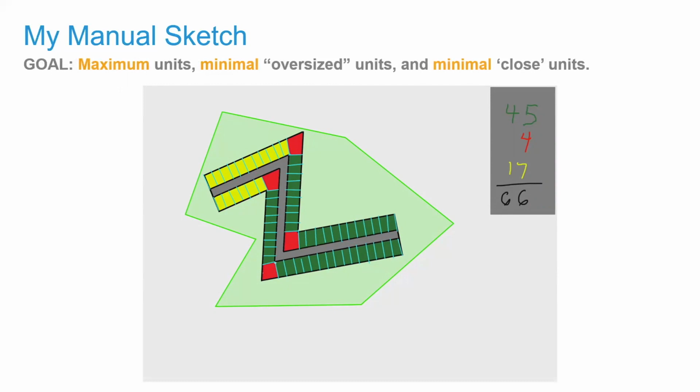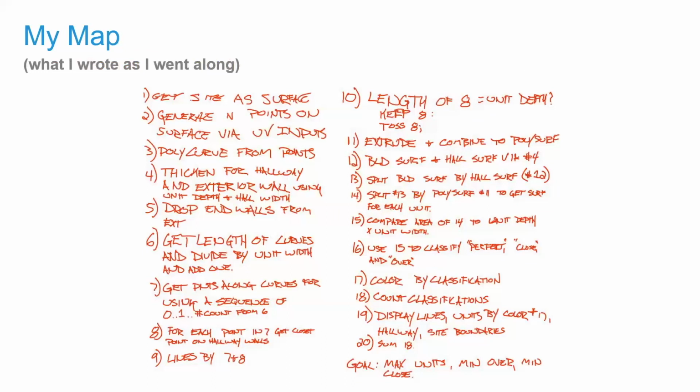My end goal is to maximize the number of units that fit, minimize the amount of oversized units, and minimize the amount of almost right-sized units. All right? We want to waste as little square footage as possible.